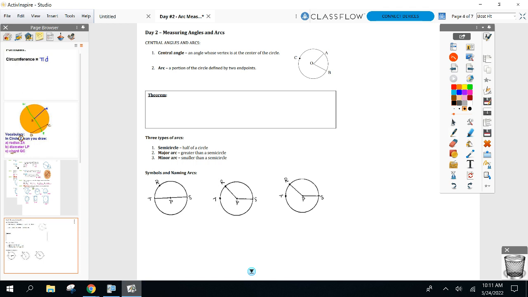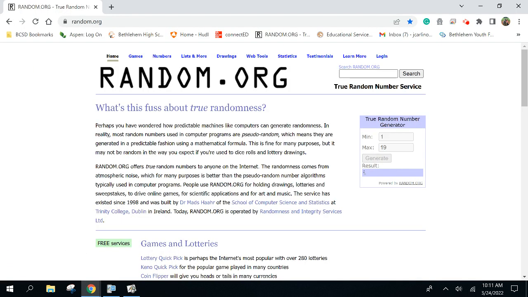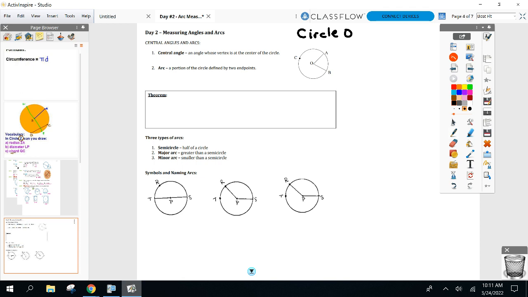So first vocabulary term. Just so you guys know up here, this is circle O. Everyone, this is circle O at the top of your notes here for day 2. Circle O. What's that tell me about O? The O is the center. There you go. O is the center.